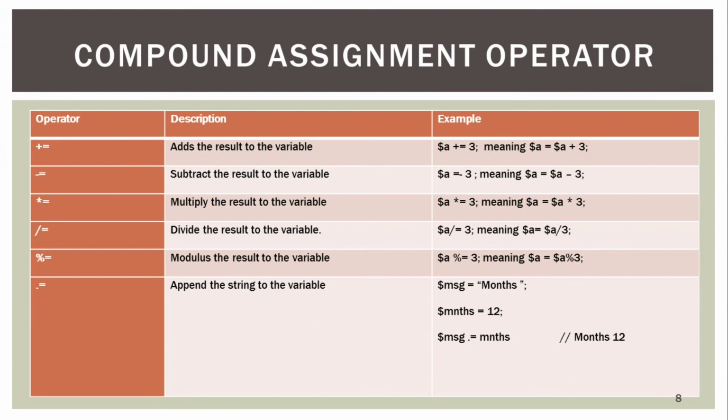Now, these all are compound assignment operators, that means you do not need to write more lines. Within one line you can write this. Let us say for example, plus equal to. So, $a plus equal to 3, that means $a is assigned to $a plus 3. Same way subtraction compound assignment operator, multiplication, division, modulus operator, as well as the append or concatenation operator. So, you can concat $message and $months, and it will display months 12. So, these all are compound assignment operators. This is just how you can shorten your code. You can write this way, which is correct, or you can write this way, which is also correct.